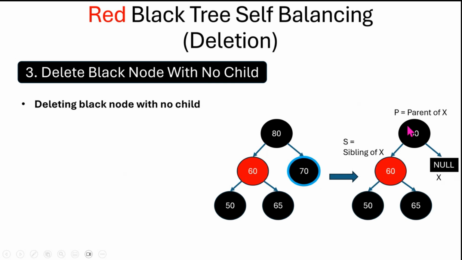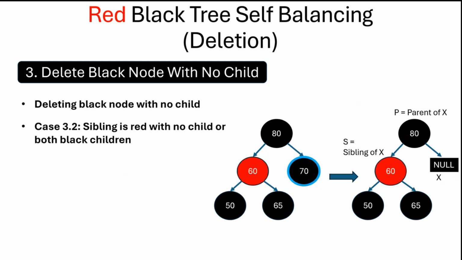So now the case is sibling is red. The previous case was the sibling is black with no child or basically both black children. Here the case is sibling is red and no child or both black children.